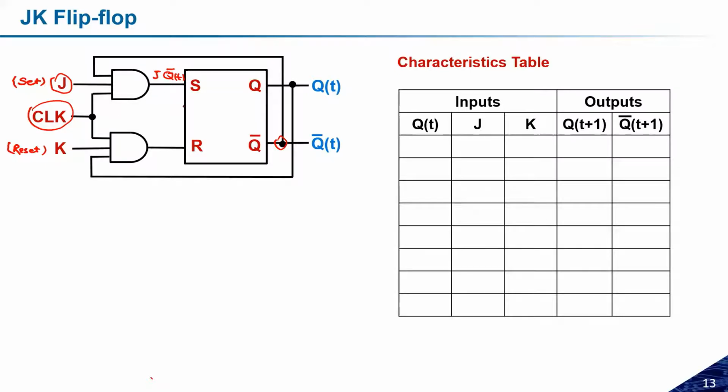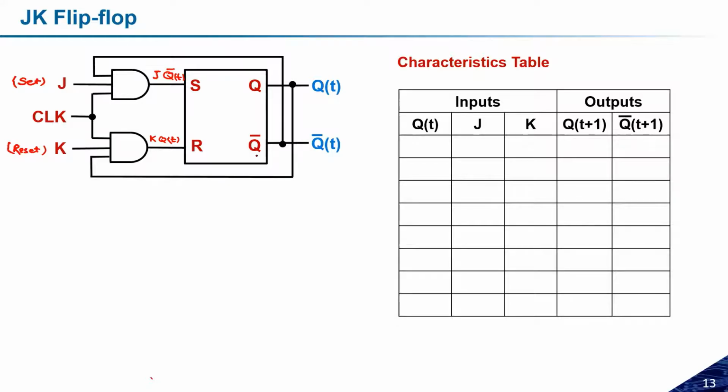If the clock is 0, then it will hold the previous data. But if it is active, then the output of the first AND gate will be JQt bar. And for the second one, if you see here, the Qt is connected to the input, so this will become K into Qt. So K into Qt will be the output of this one. Now let us try to make the characteristics table for this one.